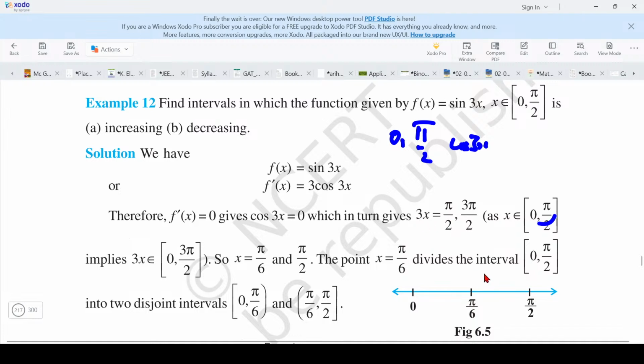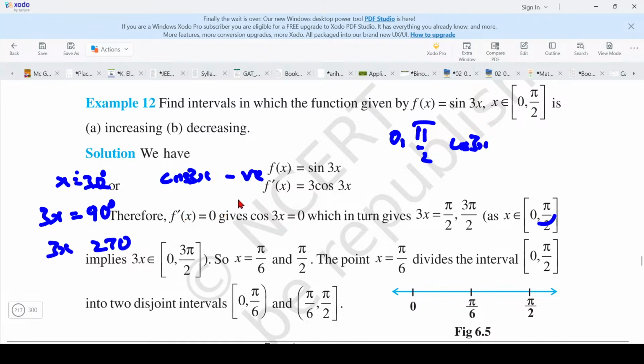When x is 30 degrees, what we are trying to say is 3x will become 90 degrees, right? And cos 3x will suddenly start becoming negative when x is greater than 30, because beyond cos 90 that part will become negative, right? And after that, up till x equals 90, 3x will become 270. Up till that it is always negative, right? The slope is negative.